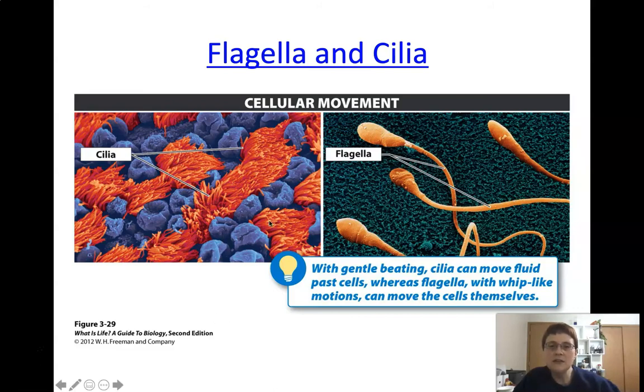So we've got our cytoskeleton, and attached to that can be things like cilia for moving materials around, and sometimes, as you'll see in the video, moving the whole organism around, and then flagella for those tail-like motions to move the cells around.